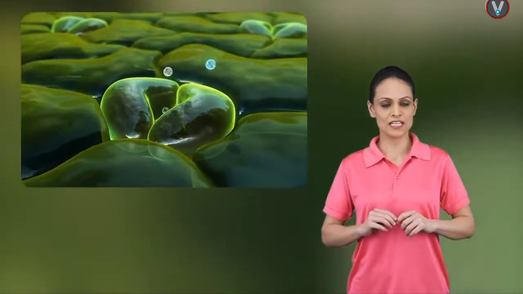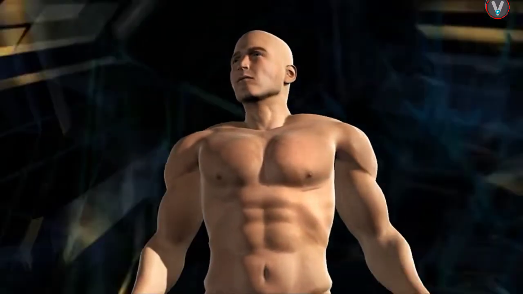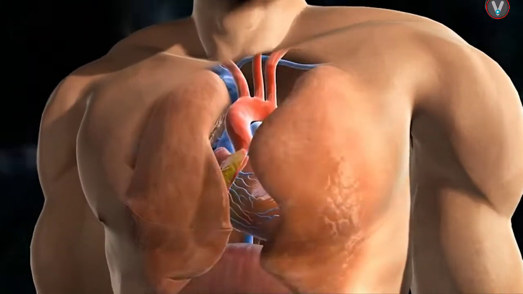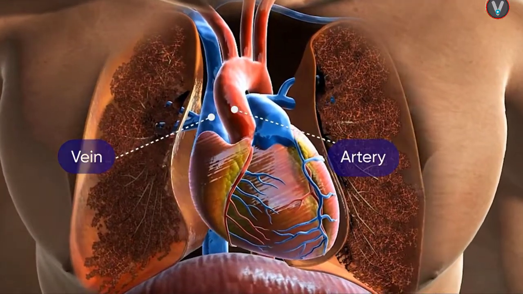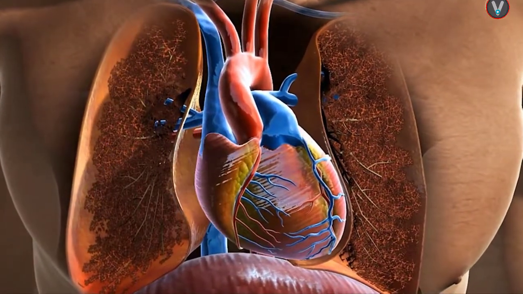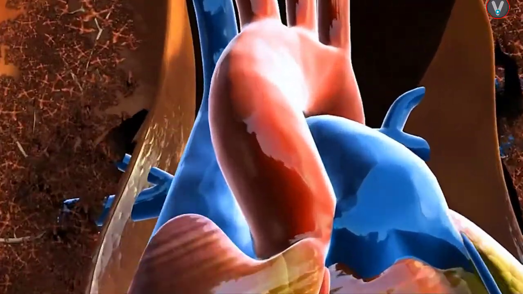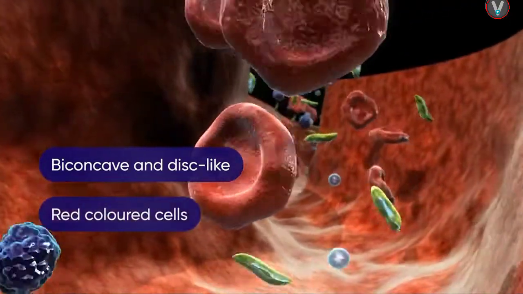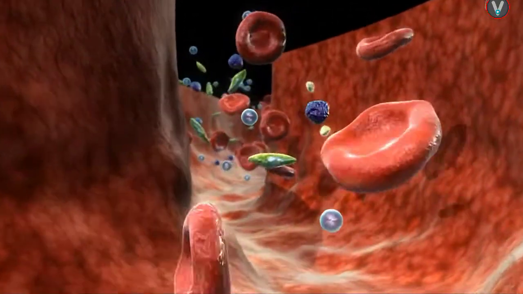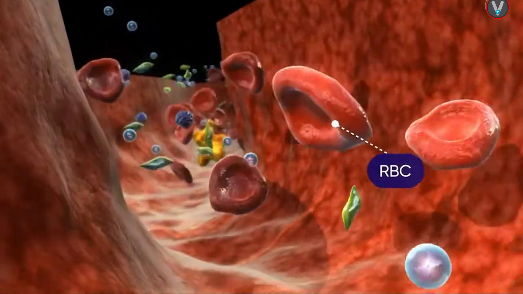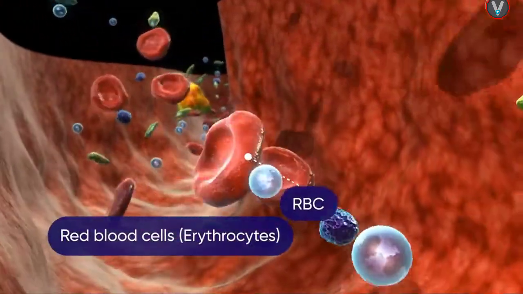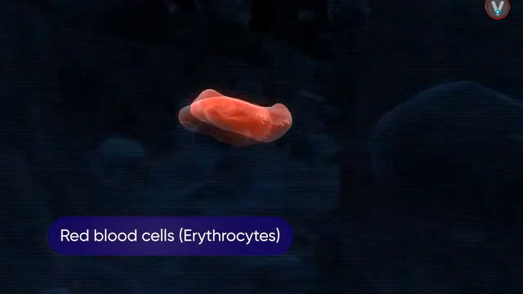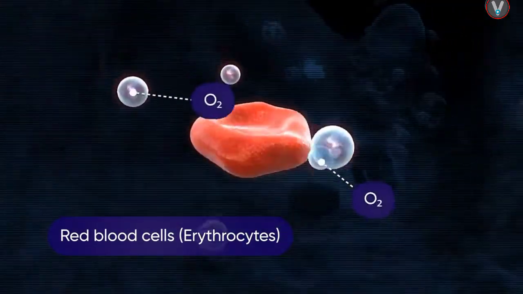Even in the human body, there are numerous types of cells. As the body is made transparent, we observe the veins and the arteries. A look inside the artery shows numerous types of blood cells. We observe disc-like biconcave red-colored cells. These are the red blood cells, and their peculiar shape increases their surface area so that they can absorb oxygen more efficiently.